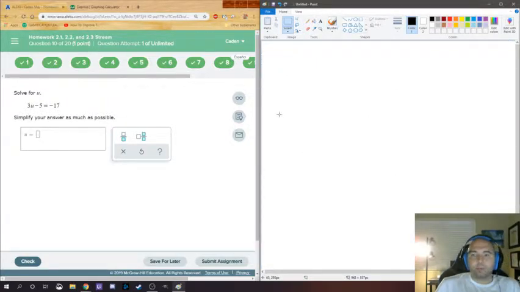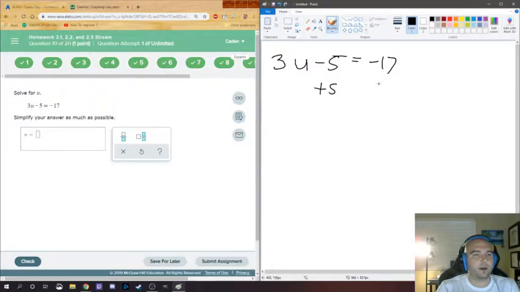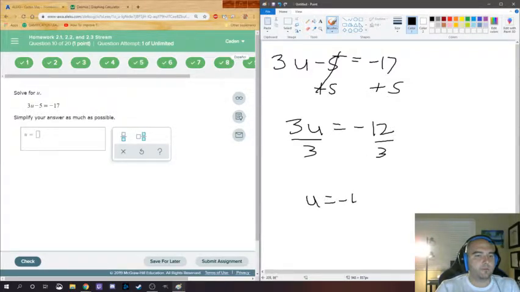Alright, more two-step equations. But the two-step equations here now, unlike the ones I did a little bit earlier, have more negatives. Like you have negative integers here and there, possibly negative answers. So, same as before. Is there anything to add or subtract over here that's near the u? Of course, you got to add 5. You get 3u equals negative 12. You divide by 3, and u equals negative 4.